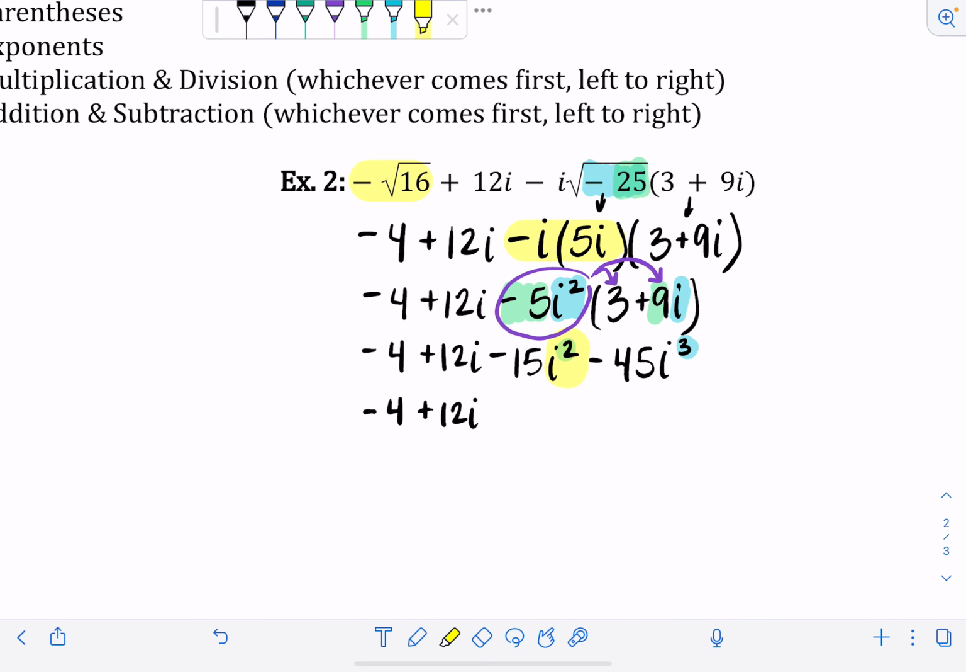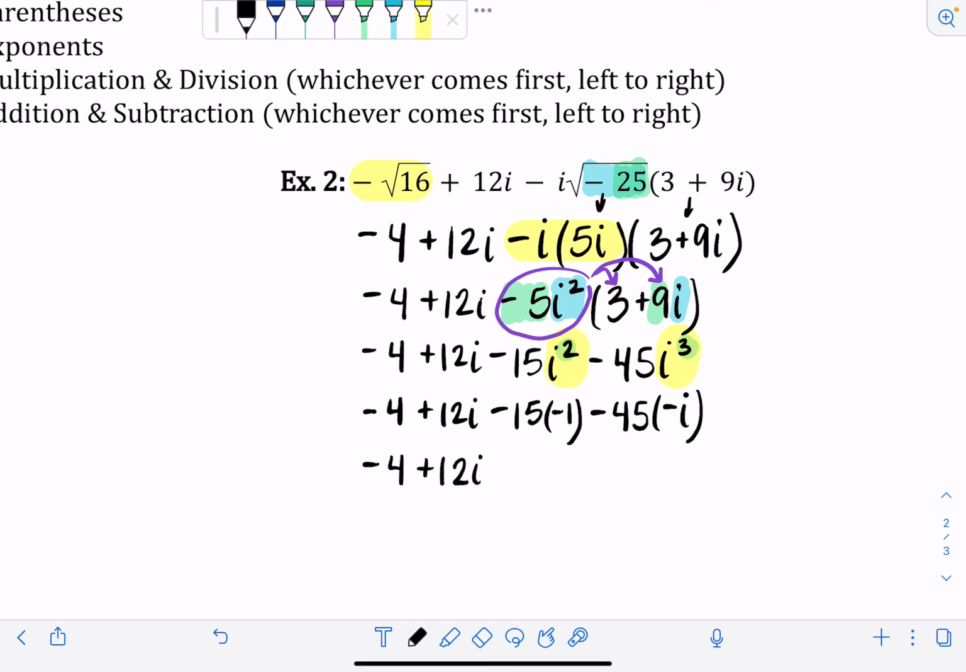So for i squared, that's negative 1. So this is going to become minus 15 times negative 1, and then minus 45, and i to the third power is negative i, so this will be times negative i. Okay, so we're getting closer to the end. So negative 4, keep copying that down, plus 12i, and then this is my last multiplication to simplify my last two. So negative 15 times negative 1 is positive 15. And then negative 45 times negative i is a positive 45i.